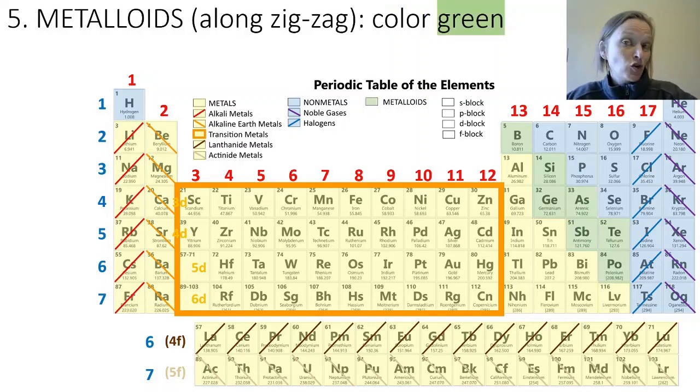We're done with the special groups of nonmetals now. So the next color we're going to use, I'd like you to color in these 7 elements on the periodic table that are right on the zigzag staircase portion. Color those in green to represent the metalloids. Metalloids are elements that have properties of both metals and nonmetals. Please color those green.